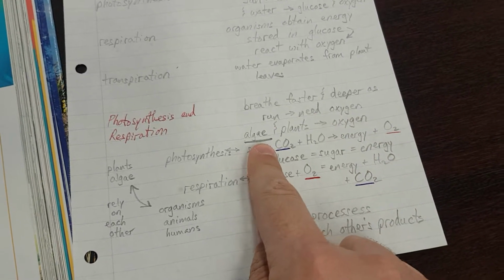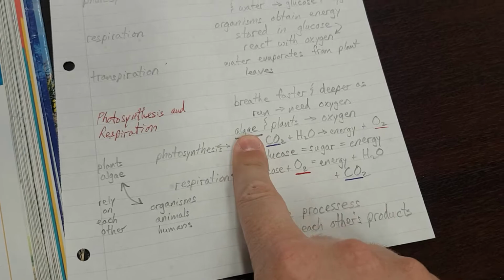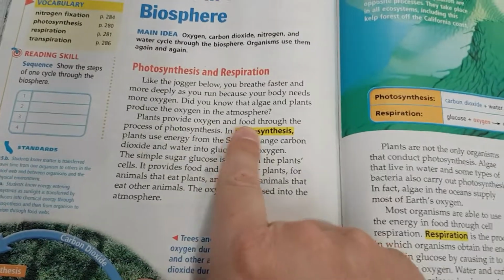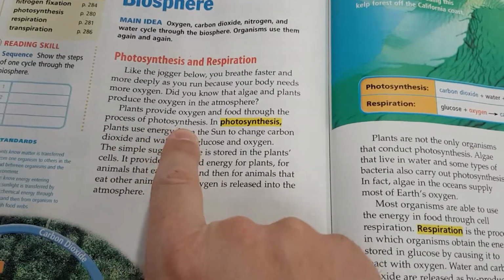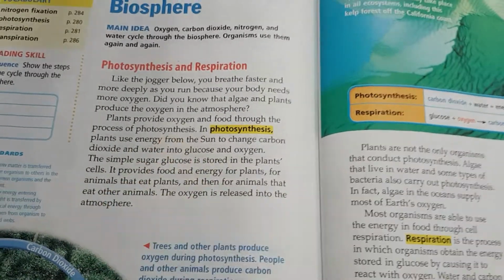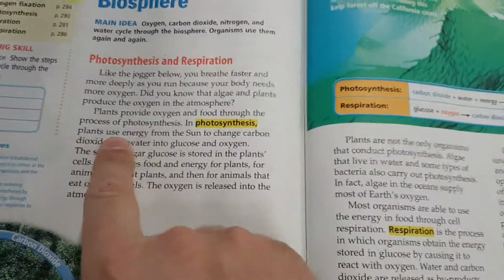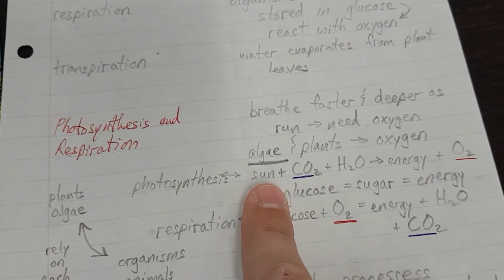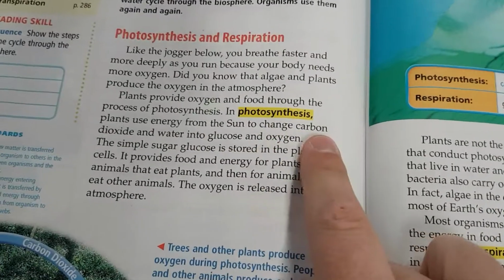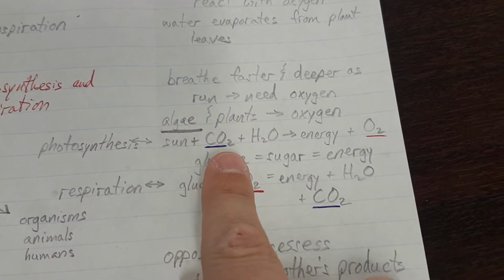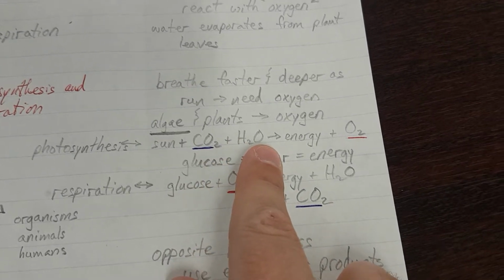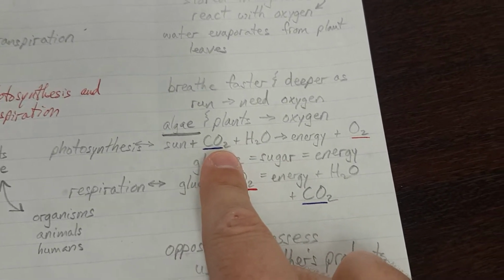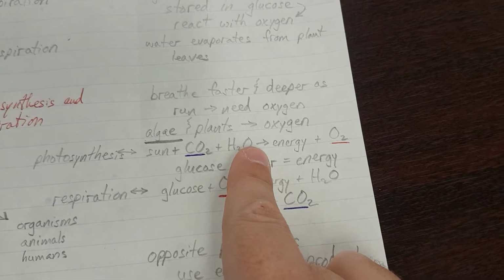I have not underlined it yet. Don't underline it yet. You'll see why later. Plants provide oxygen and food through the process of photosynthesis. In photosynthesis, plants use energy from the sun to change carbon dioxide and water, plus CO2 plus H2O. CO2 is carbon dioxide, H2O is water.